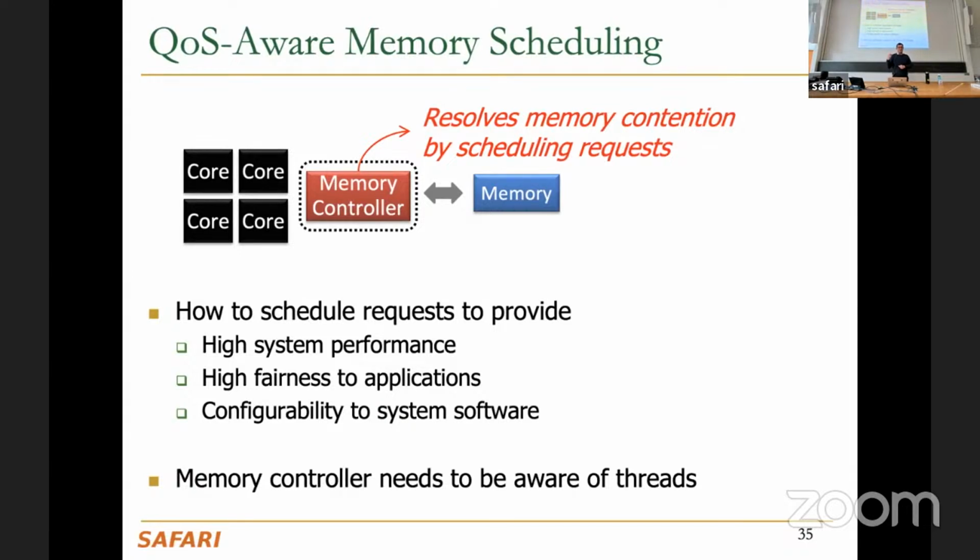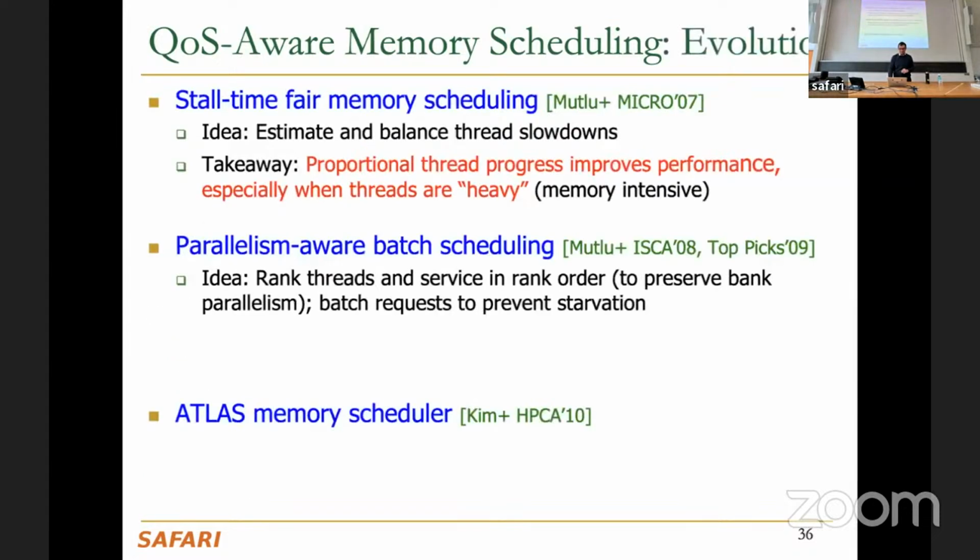So to be able to do this, we're going to assume that the memory controller needs to be aware of the hardware context or threads that are generating requests. And we're going to tag the request with the hardware context ID that's actually generating that request. It could be a core, it could be an accelerator, it could be a different GPU thread, etc.